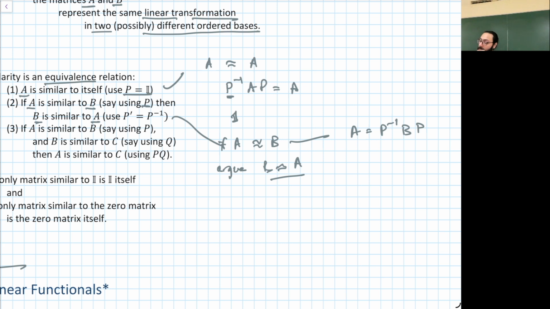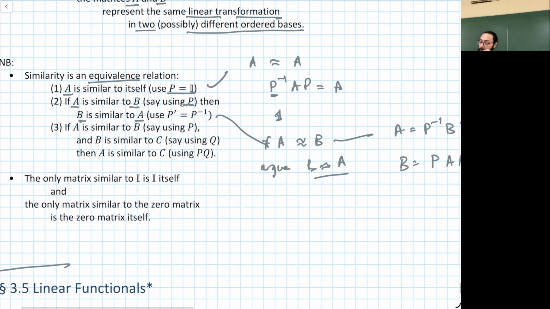Is that reasonable? So you basically get, if I multiply by P on the right hand side, this object. Is that okay? Is that correct? Okay, so what does this show? This shows that if A is similar to B, then B is similar to A. This is fine. And what is the last step?